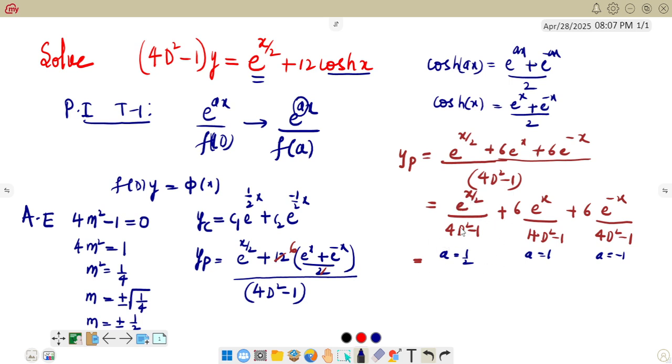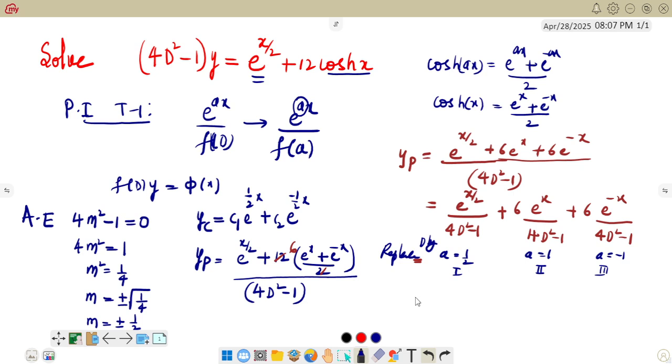So first, as I told you already, to find out the particular integral, as the numerator is exponential divided by a function of D, what we need to replace, students, here? Replace D by a in the first term, D by a in the second term, where a is equal to 1, and D by a where a is equal to minus 1 in the third term.